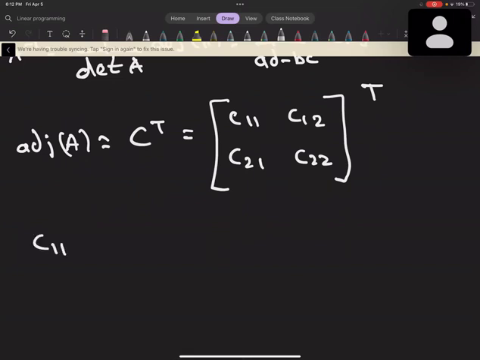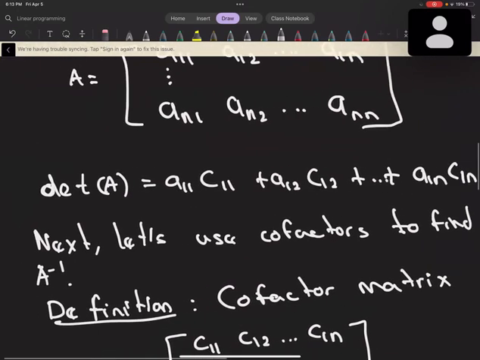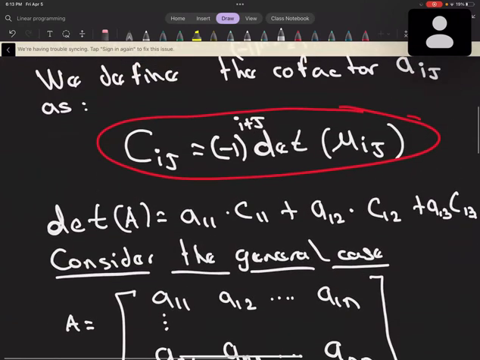And what is C11? So over here is the definition. C11 is minus 1 to the 1 plus 1 times the determinant of M11.